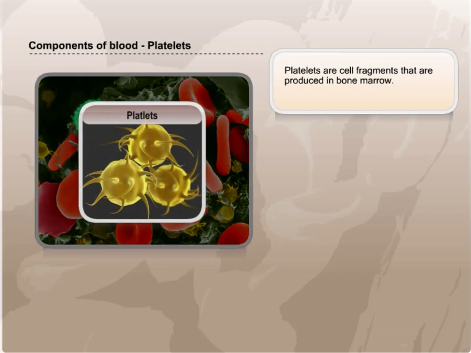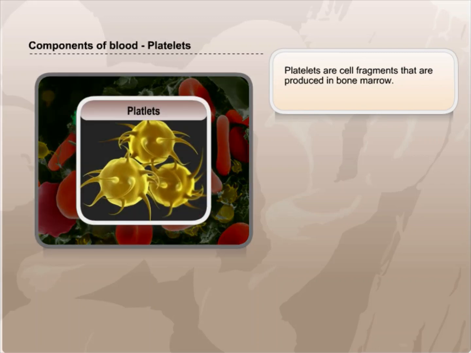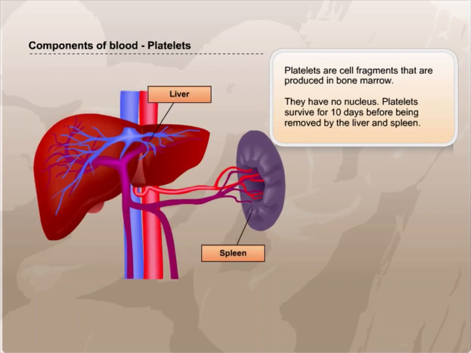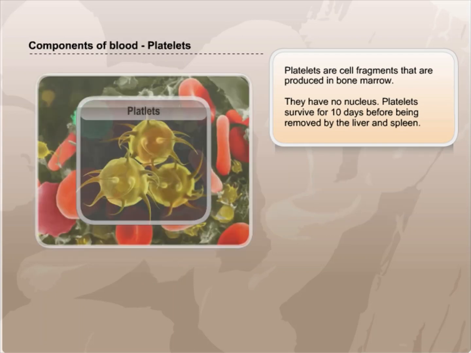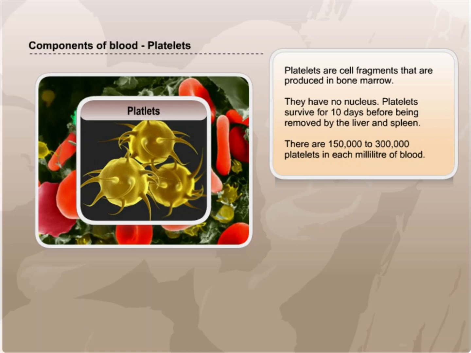Platelets are cell fragments that are produced in the bone marrow. They have no nucleus. Platelets survive for 10 days before being removed by the liver and the spleen. There are 150,000 to 3 lakh platelets in each milliliter of blood.